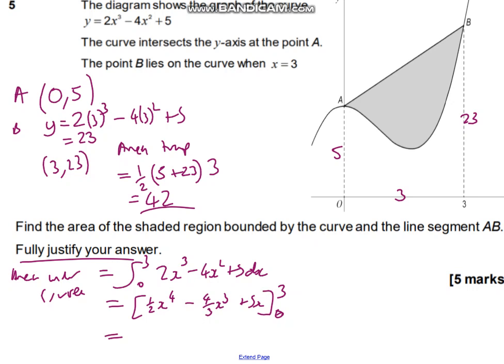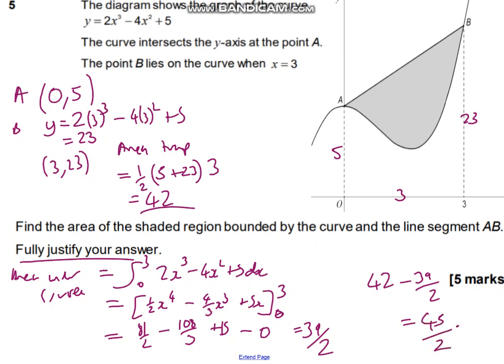Because the lower limit is 0, that does help matters a lot. So when you substitute the 3 into this, we're going to get 81 over 2 for the first one, and then 108 over 3 for the second one, plus 15. Now we're just going to subtract off 0 because all of these have got x in them, and that gives us 39 over 2. And so therefore our total area here is going to be the area of the trapezium, which is 42, minus the 39 over 2, and that gives us 45 over 2, or 22.5. There we go. So that's our shaded area there.